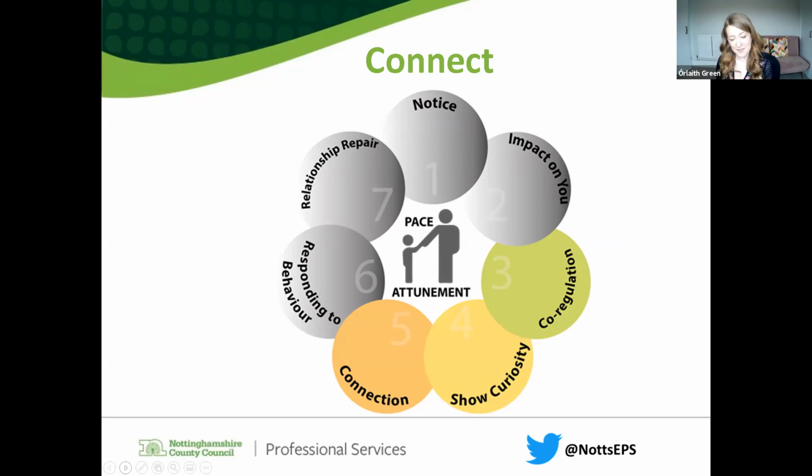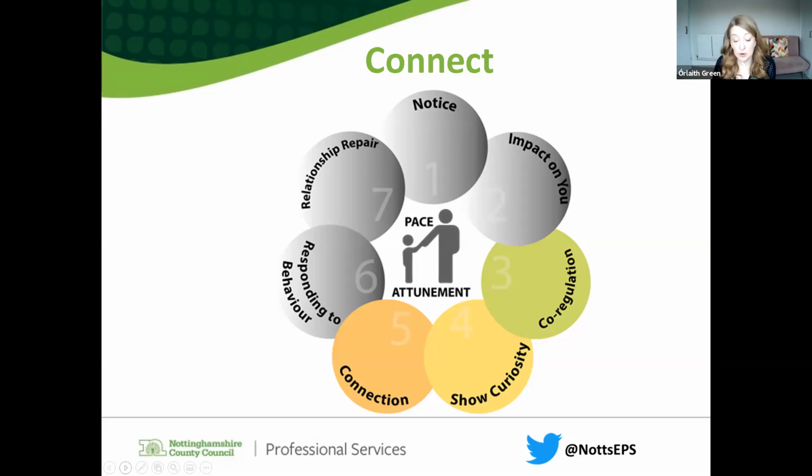Show curiosity, and curiosity is the C part of PACE, which is an attachment informed approach for supporting children and young people. And this is about asking questions, wondering, and starting to try to label and name feelings. So in that curiosity phase, we might say things like, oh, I wonder if you're feeling a bit cross because you've had your phone taken off you and you really want to text your friend. And through all of this, steps 3, 4, and 5, we're connecting with the child. We're connecting with the young person.